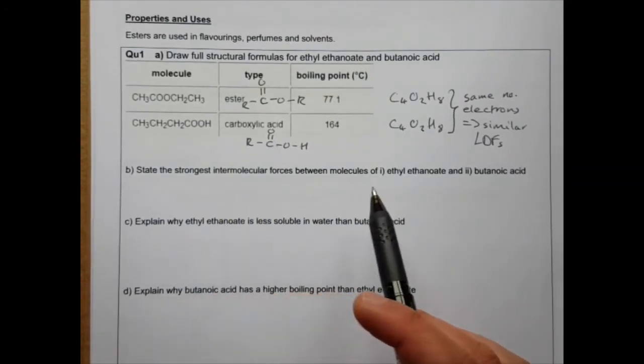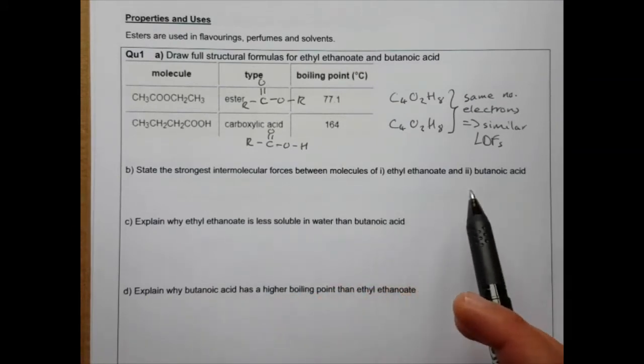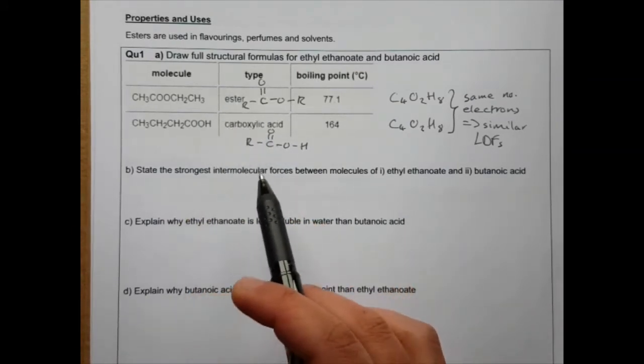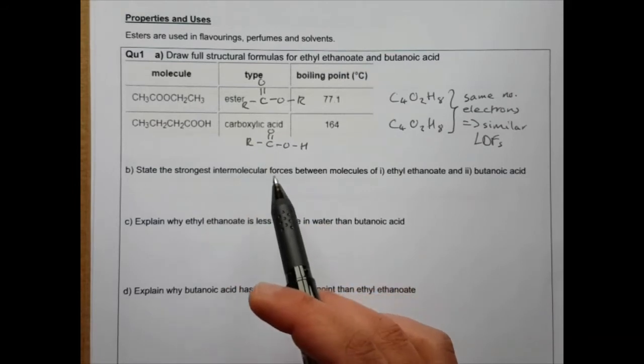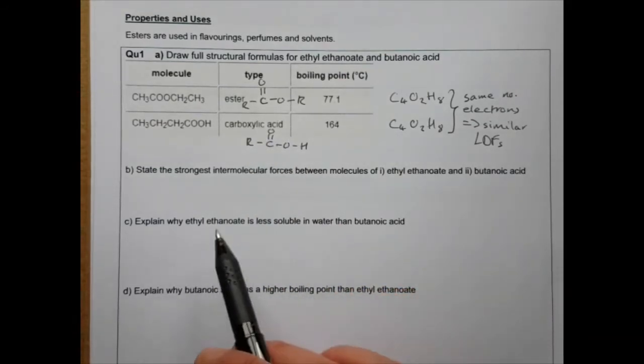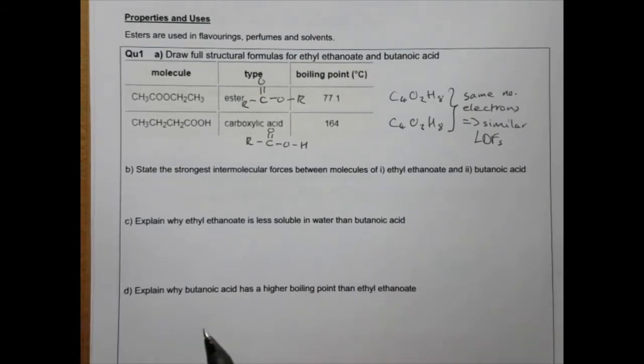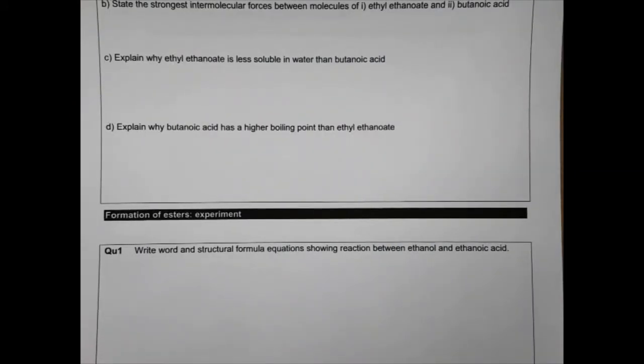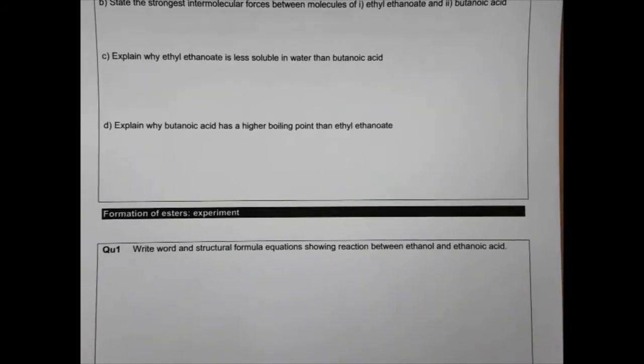So first of all, looking at what the strongest type of intermolecular force is between, first of all, the ester ethyl ethanoate, and then second of all between molecules of butanoic acid. Explaining why ethyl ethanoate is less soluble in water, and then explaining why butanoic acid has the higher boiling point. Like I say, try and focus on just 1-sentence answers for this. So if you want to pause the video, you can do that and answer the top of page 32.